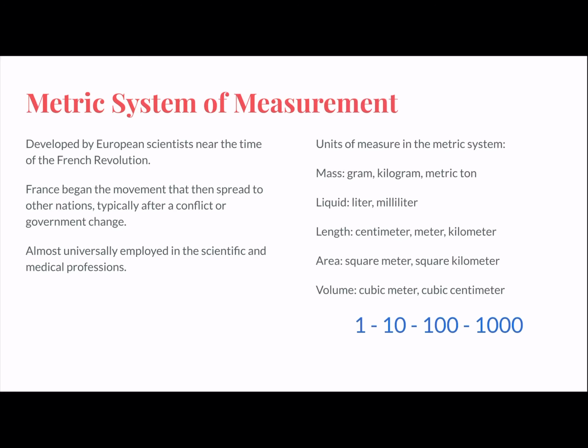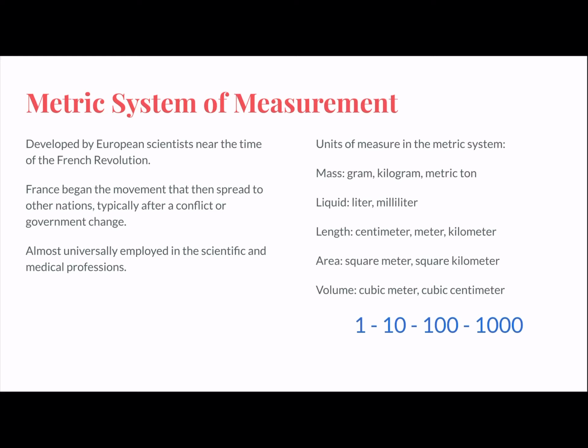Now, the metric system of measurement was actually developed by European scientists near the time of the French Revolution. And France began that movement, and then it spread to other nations. Ironically, a nation would adopt this new system typically after a conflict or some change in their government. But now it's almost universally employed in the scientific and medical professions. Everything is within the metric system, which again is what most of the rest of the world is using.